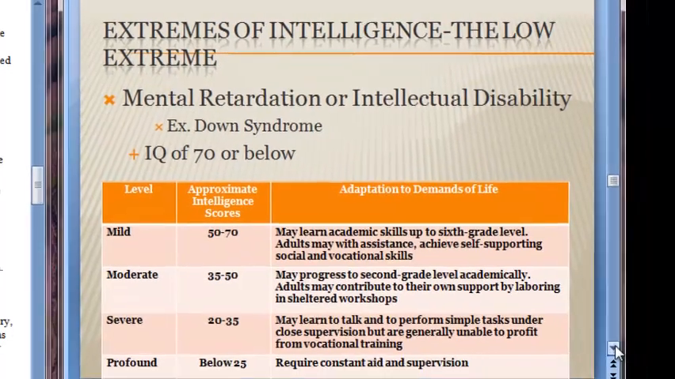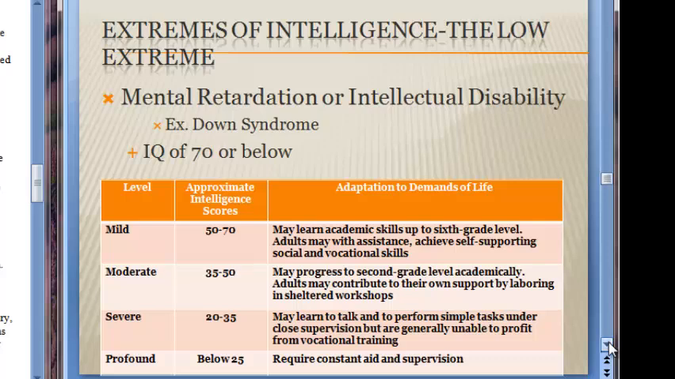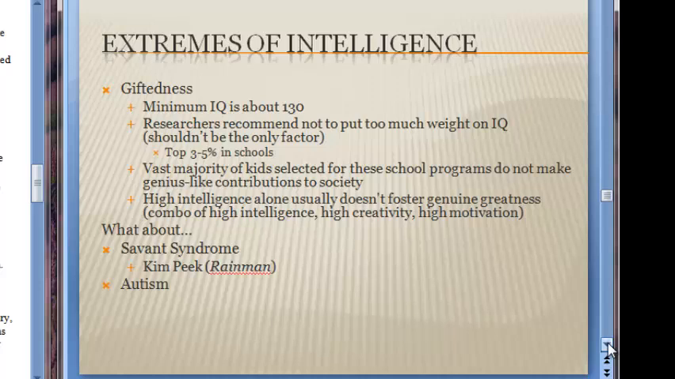So finally, our last thing we're going to look at will be the extremes of intelligence, the low and the high. Here's the low extreme. Mental retardation or intellectual disability, for example, Down syndrome, would be an IQ of 70 or below. But just because you get a 70 or below and receive this label of intellectual disability or mental retardation doesn't mean that that's going to look quite the same from 70 on down to 0. So you can see that I showed you a chart of the demands of life here listed based on what your score would be: mild, moderate, severe, and profound.